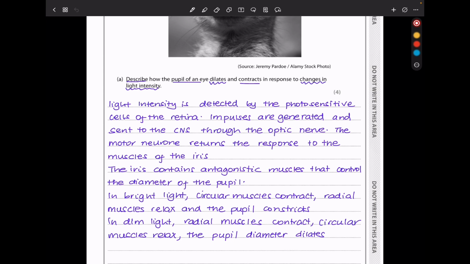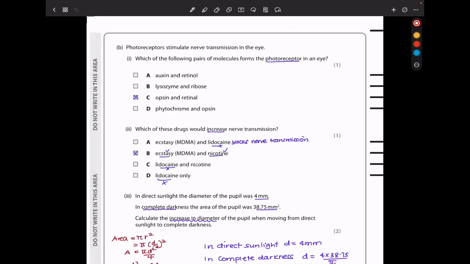In bright light, circular muscles will contract, radial muscles will relax, and the pupil is going to constrict. And in dim light, radial muscles will contract, circular muscles will relax, and the pupil diameter is going to be dilated. In part B, photoreceptors stimulate nerve transmission in the eye.